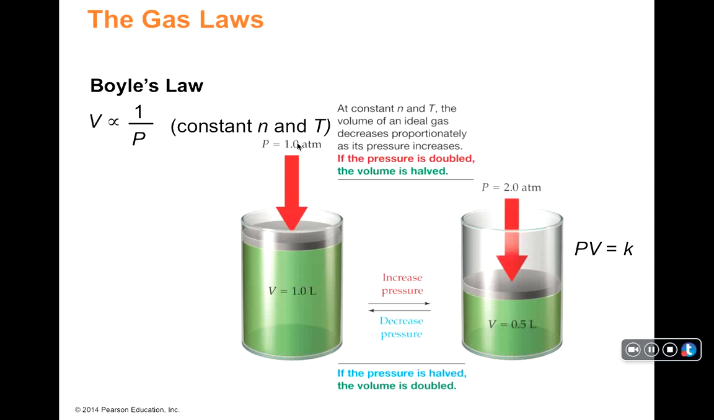This says that volume and pressure are inversely proportional to each other if you hold the number of moles and temperature constant. So if, for example, in the figure that's shown there, the column on the left has a pressure of 1 atmosphere, and you can see that the volume of the gas is 1 liter. If we double the amount of pressure, so to 2 atmospheres, you can see that the volume decreases by half. So there's an inverse relationship here between volume and pressure. This is known as Boyle's law.